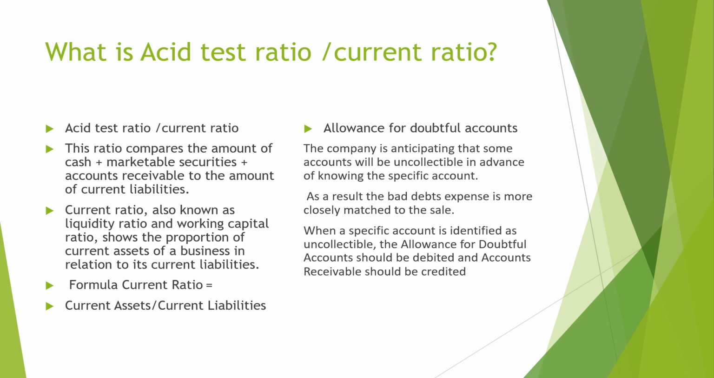What is acid test ratio and current ratio? Very important questions. The acid test ratio compares the amount of cash plus marketable securities plus accounts receivable to the amount of current liability. Likewise, the current ratio is equal to current assets divided by current liability.